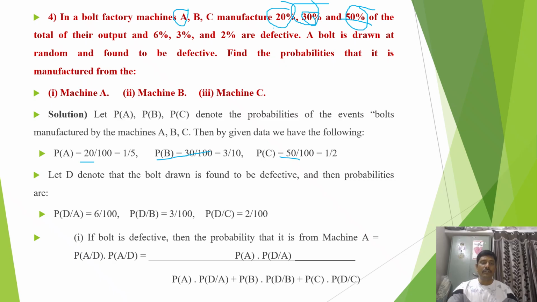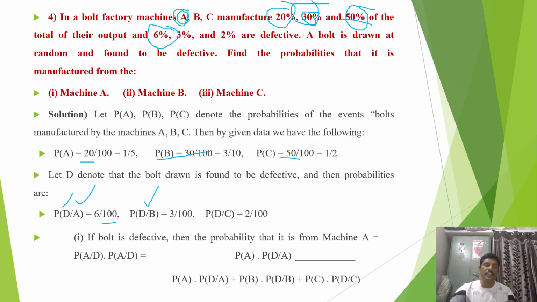Clear? Now the defect in bolts manufactured by company A is 6%. That means defective bolts from company A. If A manufactures bolts, the defective bolts are 6%. So the defective bolts in company A is 6 by 100. Here D is nothing but our event defective, like capital A in our Bayes theorem.